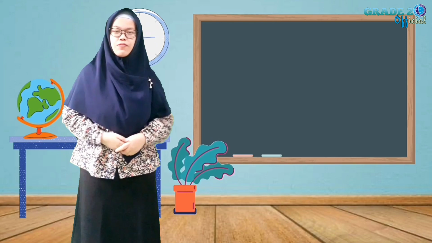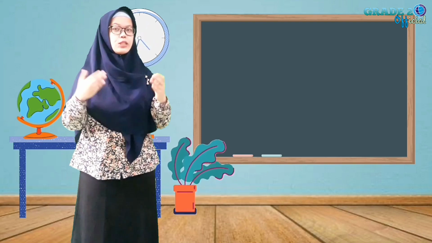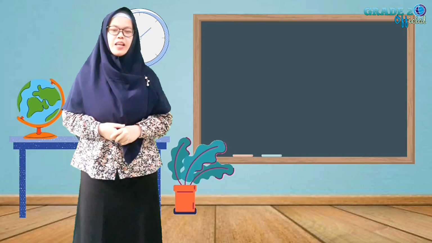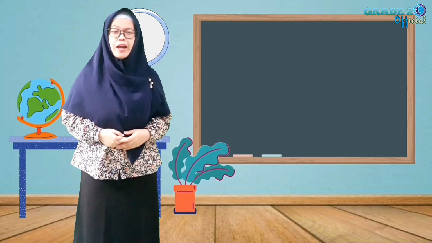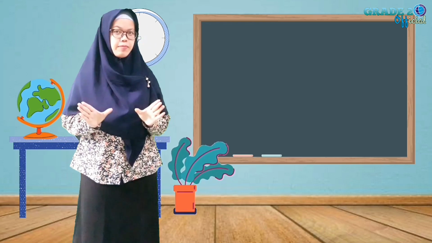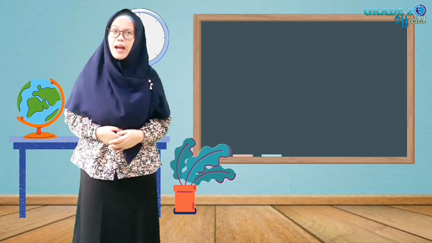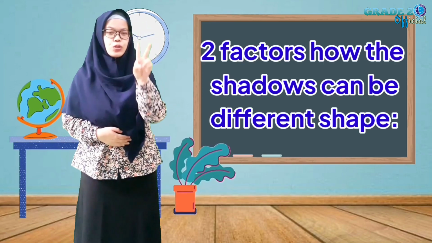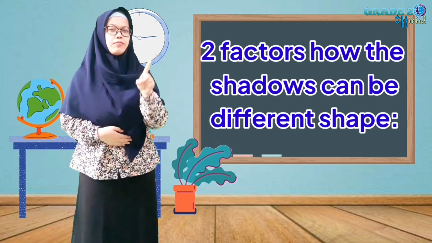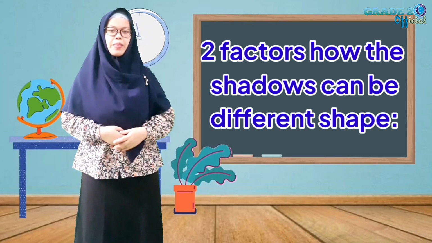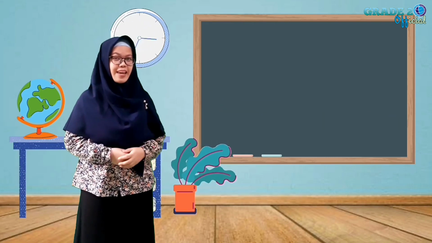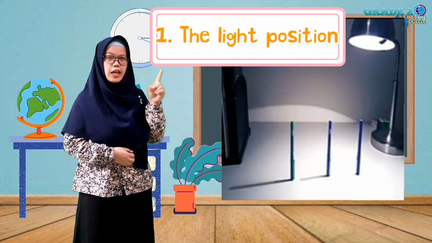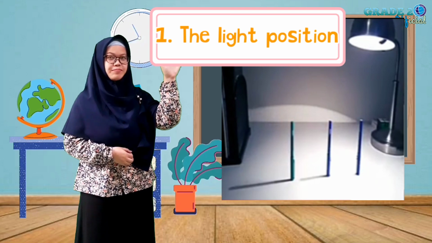Next, Miss Shifa is going to explain more about shadow. A shadow can be a different shape. How come? Yes, because there are two factors that influence it. The first is the light position.